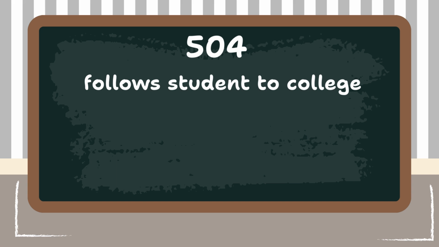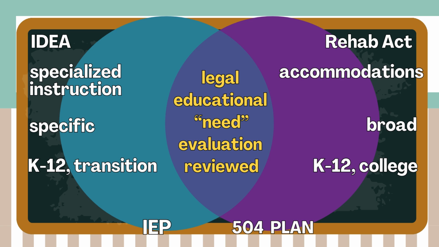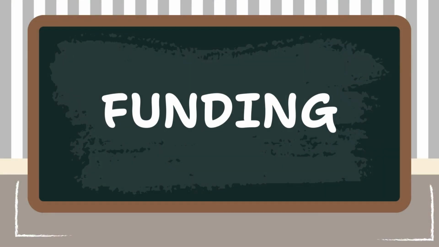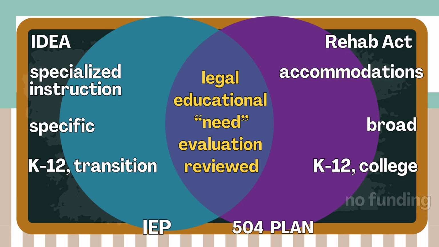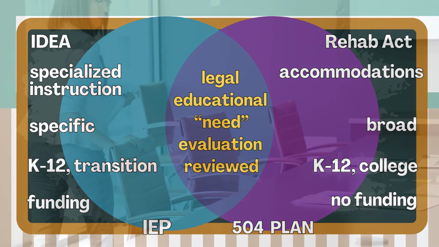The last major difference we want to bring up, and does drive us a bit bananas, is funding. There is reimbursement for special education services with an IEP, but there is no reimbursement for 504 plans. Both plans are at no cost to families, but the district can get funding for special education services, so why does this difference drive us bananas?